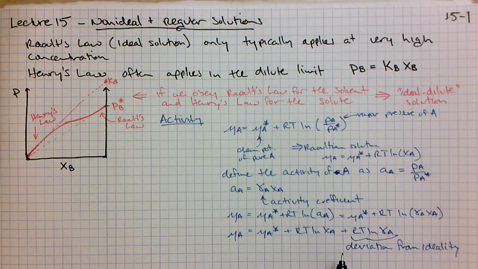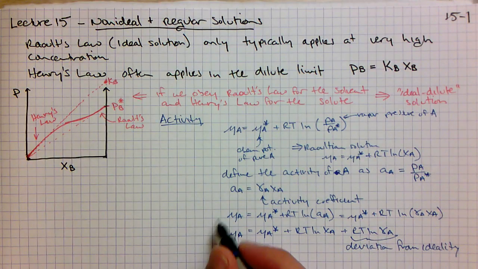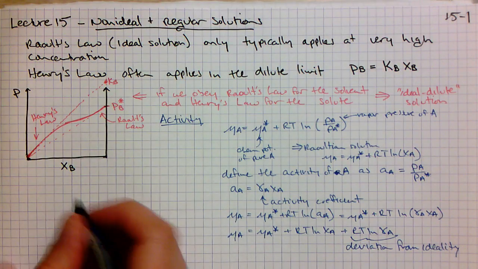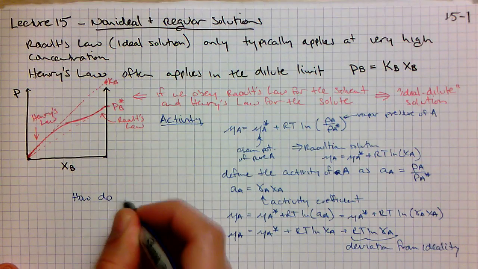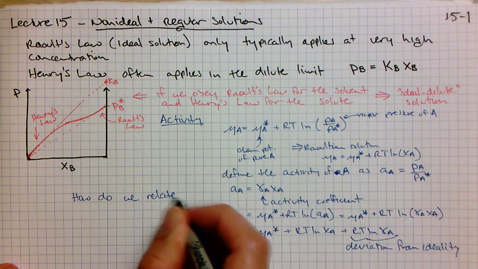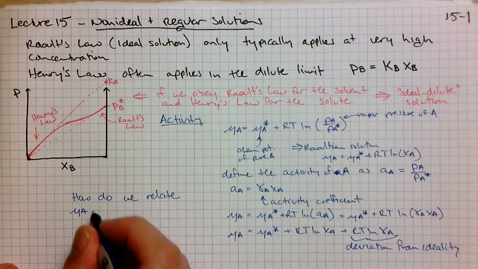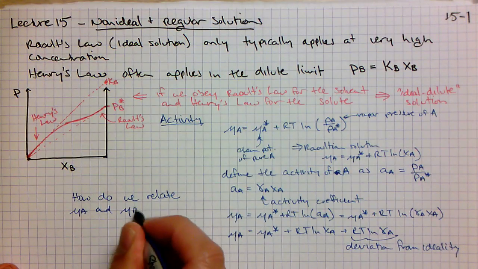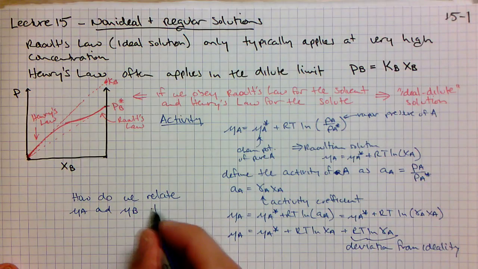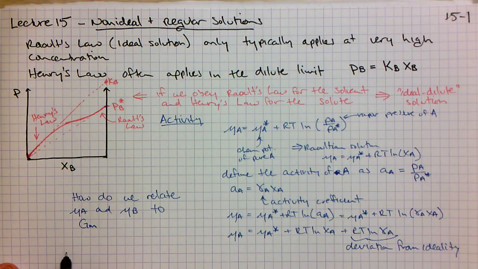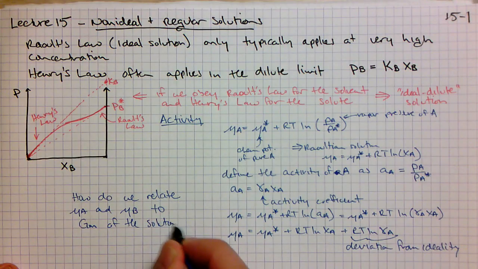So the next thing we'd like to talk about is how we can relate this quantity mu A to the free energy per mole, which depends on the concentration. Okay, so how do we relate mu A and mu B, if we have a solution of A and B, to the free energy per mole of the system, of the solution?